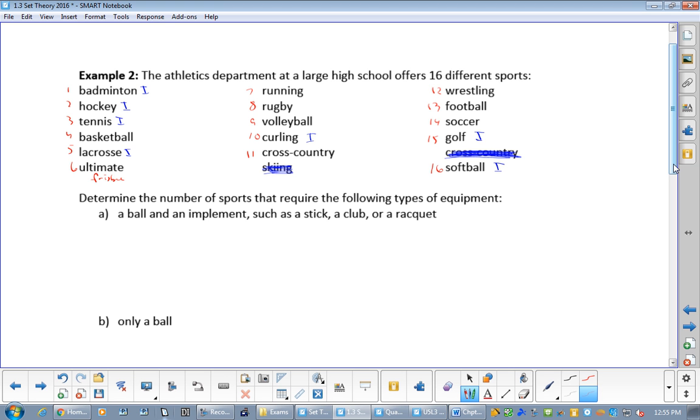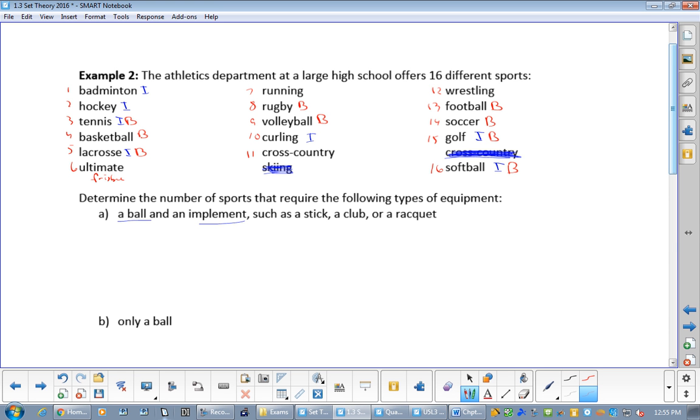Okay, now we're going to talk about ball. So we've done an implement. So badminton, not a ball. Hockey, not. Tennis, we got a ball there. Basketball, you would assume. Lacrosse, yes. Frisbee, no. Running, no ball. Rugby, yep. Volleyball, hence the name, yep. Curling, no. Cross country, no. Wrestling, no. Football, yeah. Soccer, yep. Golf, yep. And softball, yep.